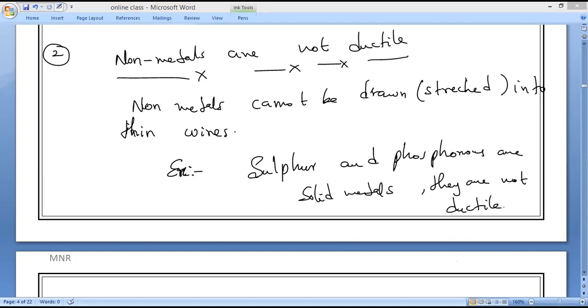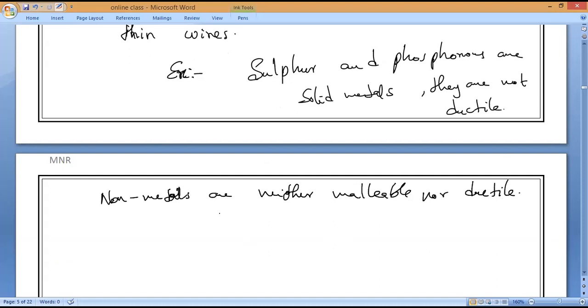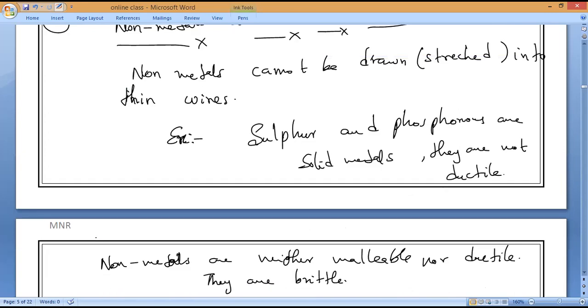From these two properties, we can make a common statement. Can anybody make the common statement? Non-metals are neither malleable nor ductile. They are brittle. That's all. So you can write: non-metals are neither malleable nor ductile. What are they? They are brittle. This is the second property. Please all of you write the second property. Now onwards exceptions will come.